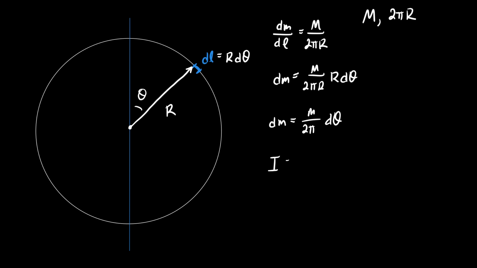My integral tells me that I have to take the perpendicular distance from the axis of rotation to my piece of mass and then multiply by my piece of mass, which we have now as m over 2 pi d theta. Now, I take issue with r. I think r is that. Isn't that the perpendicular distance from the axis of rotation to my piece of mass?